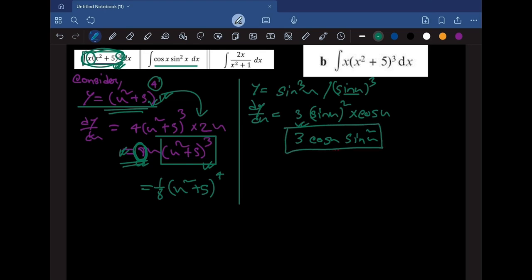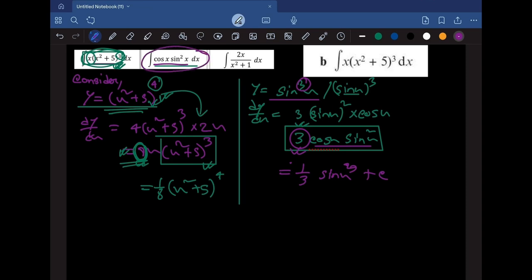This is quite similar to this one, because it was 3 cos x sine squared x, and here it is cos x sine squared x. So there is a difference of only this 3. So we will divide this sine cube x, whose power we increased by 1, by 3. So our integration value will be 1 by 3 sine cube x plus c. Okay, so this is how we do it, and the value of this one was this, so we can write it down here as well.